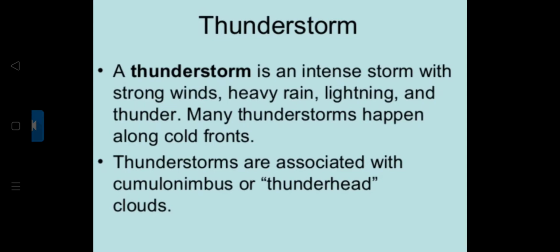Now, these are some terms which are associated with wind. What is a thunderstorm? A thunderstorm is an intense storm with stronger winds, heavy rain, lightning, and thunder. Many thunderstorms happen along cold fronts. Thunderstorms are associated with cumulonimbus or thunderhead clouds.